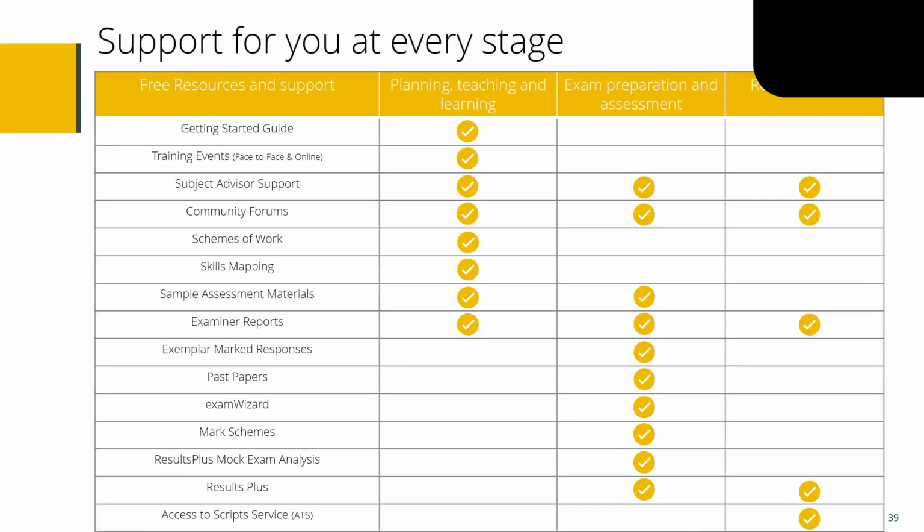First of all, the resources that we have are categorized between the planning and teaching and learning of the qualification, exam preparation and assessment, and then the results support that you have afterwards. And then you can see on this slide different things, from training events, advisor support, the schemes of work we mentioned before, to the sample assessments and examination reports. So we split them into 3 categories, and even on the qualification website, you'll see the different tabs that you can click and see the resources. And there's more that keep coming as we go along.